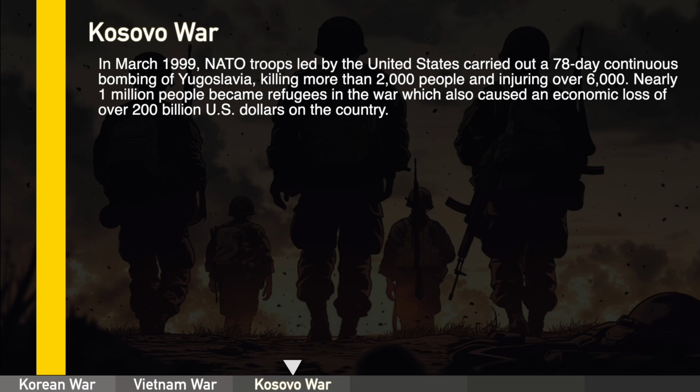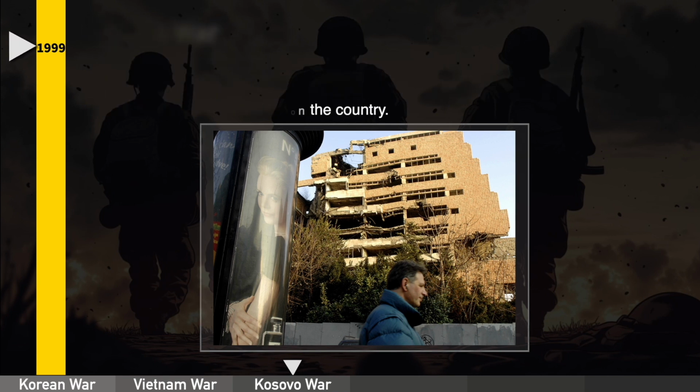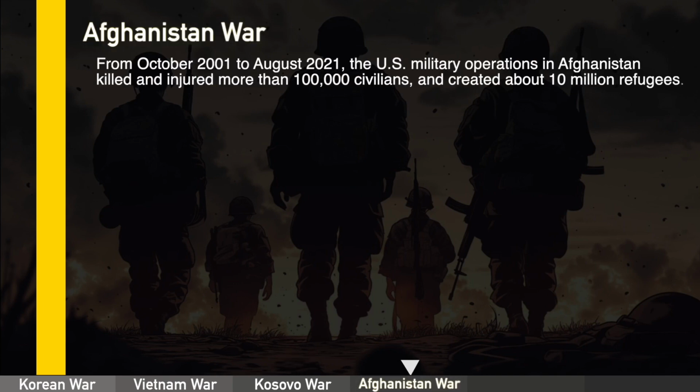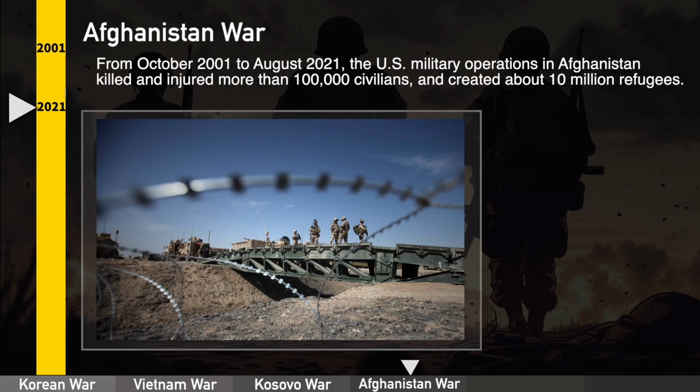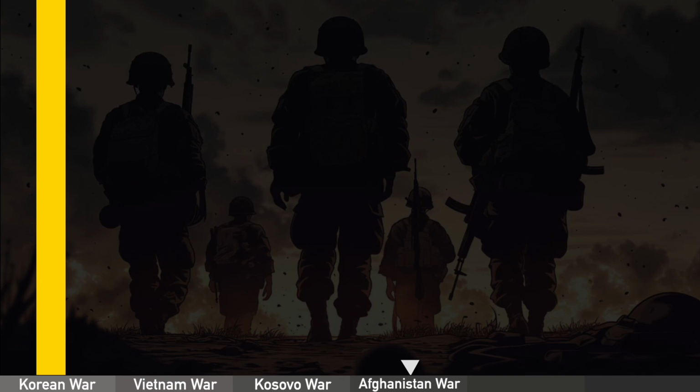Kosovo War. In March 1999, NATO troops led by the United States carried out a 78-day continuous bombing of Yugoslavia, killing more than 2,000 people and injuring over 6,000. Nearly 1 million people became refugees in the war, which also caused an economic loss of over $200 billion on the country. Afghanistan War. From October 2001 to August 2021, the U.S. military operations in Afghanistan killed and injured more than 100,000 civilians, and created about 10 million refugees.